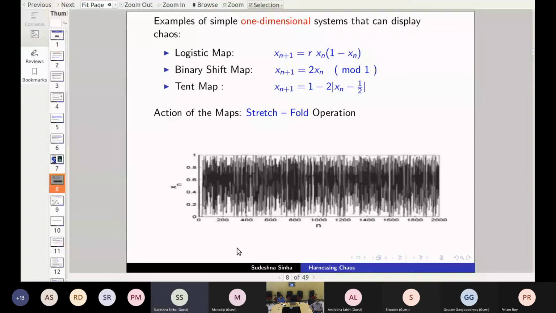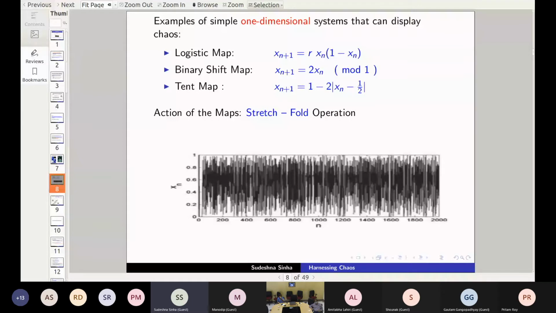And the action which you can think of mathematically of these objects is twofold actually. One is like a stretch. So that is what takes neighboring trajectories and throws them apart. So they fly apart exponentially fast. That's the stretch operation.